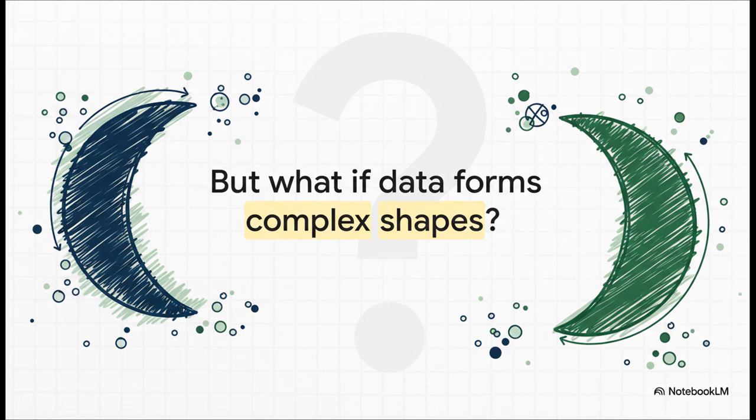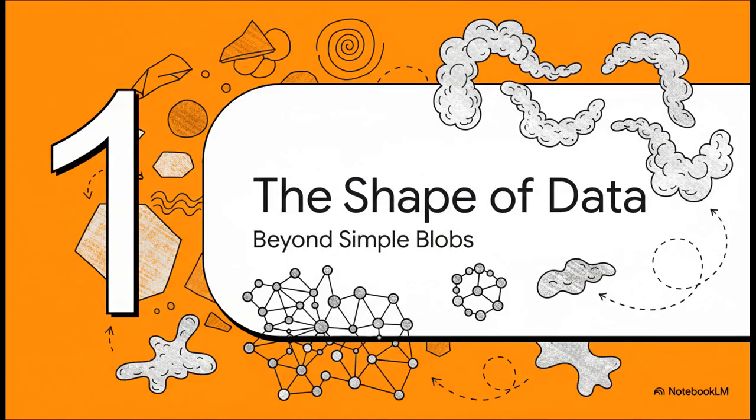What happens when your clusters are shaped like, say, these two crescent moons? An algorithm that's only looking for round centers gets totally lost. It just can't see the real pattern. And this is the exact problem that DBSCAN was created to solve. So that brings us to our first big idea here: the shape of data. The problem isn't just about grouping points. It's about respecting the actual shape that those groups want to form naturally.